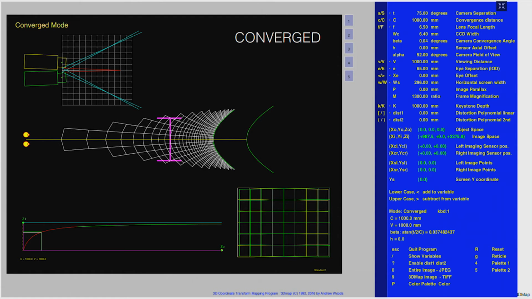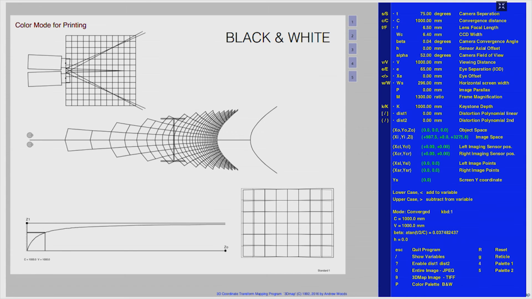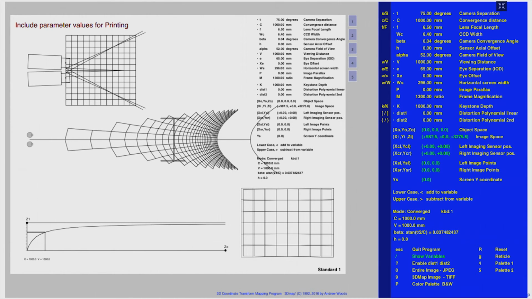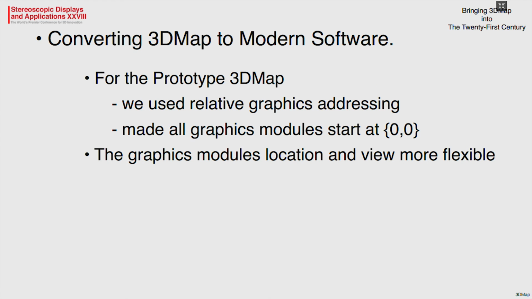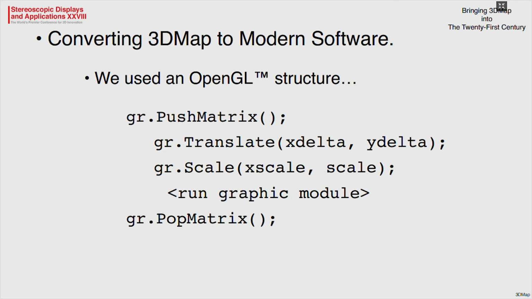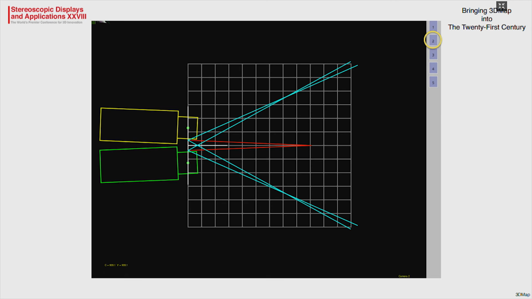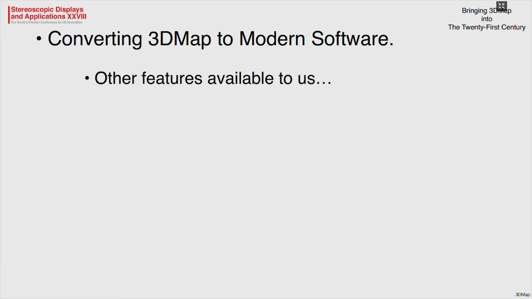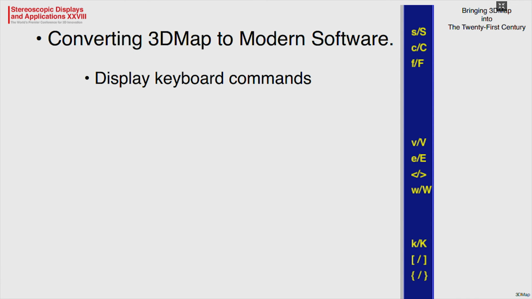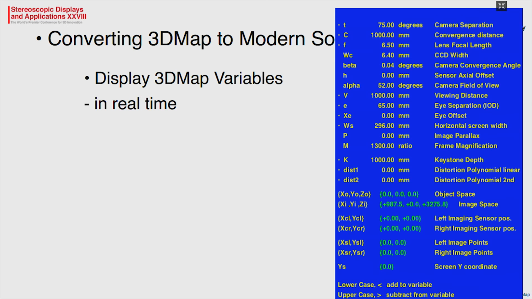Recall this image. And now we can do this. Okay, so here's converged, here's parallel. If you want to print it, we can put it out in black and white. I can also include the variables that we have there. It also uses certain techniques for graphics, so I made them modular, so we can create little modules so we can rotate and translate the items. So I can do things like this.